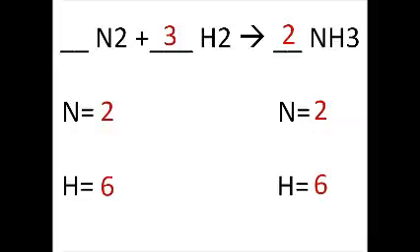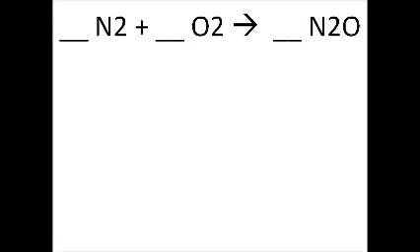Now check your answer. Notice on the reactant side you have 2 nitrogens, so you want to make 2 nitrogens on the product side as well, so you add a coefficient of 2. However, when you add that coefficient of 2, it also raises the amount of hydrogen on the product side to 6. So on the reactant side, you're going to have to add a 3 to get a total of 6 hydrogens. Now let's try another.